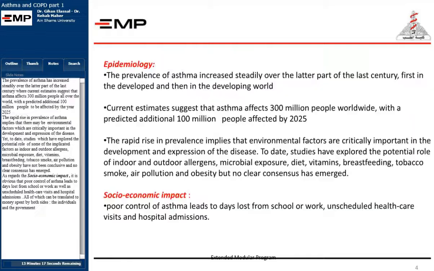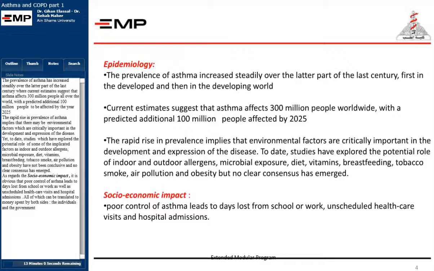These episodes are usually associated with widespread but variable airflow obstruction within the lung that is often reversible either spontaneously or with treatment. The prevalence of asthma has increased steadily over the latter part of the last century, where current estimates suggest that asthma affects 300 million people all over the world, with a predicted additional 100 million people to be affected by the year 2025.